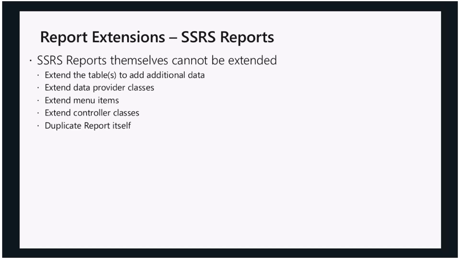However, we have many of the necessary components for a reporting solution in place. We can extend the tables necessary to add new data elements to the system, as we discussed previously. We can extend the data provider class that populates the necessary data set with new data elements. And we can extend the menu item and or report controller class that launches the report to point to a custom report. Now, the custom report itself will be a copy of the original report with the extension-specific changes added in.